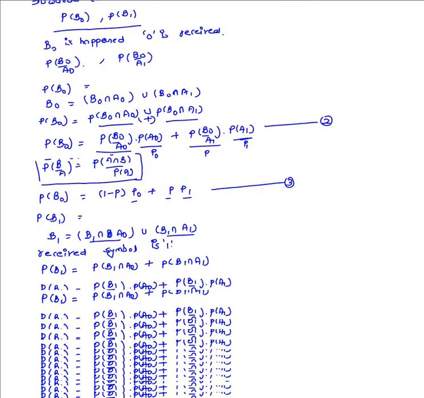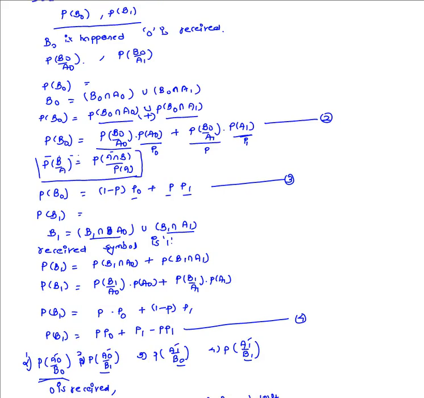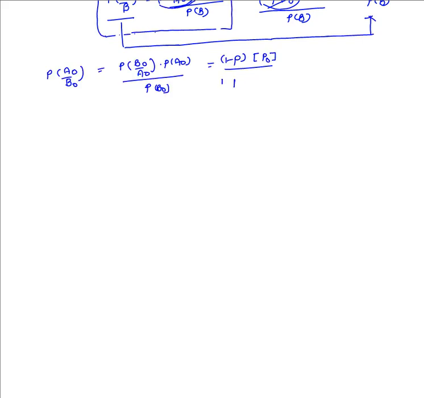So here, the third equation, P of B naught, is actually given by 1 minus P into P naught plus PP1. So this is the probability of B naught.